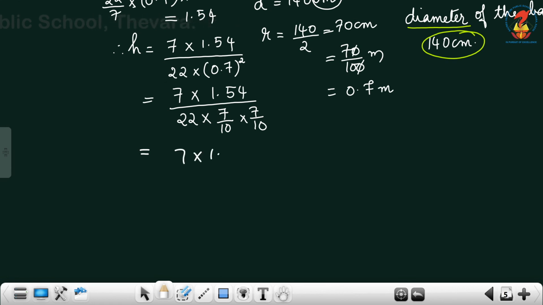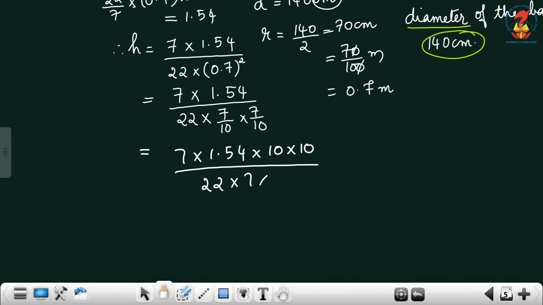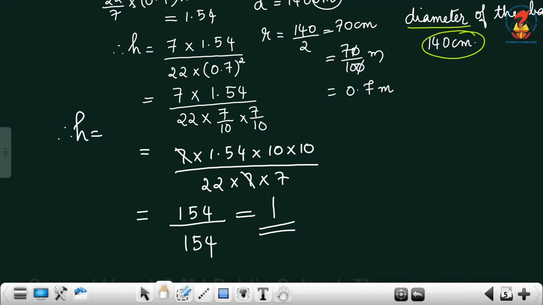So 7 into 1.54. These two tens will come in the numerator, by 22 into 7 into 7. 1 7 and 1 7 get cancelled. 1.54 into 100 will be 154 by 22 into 7. That will also be 154. So you will get the answer as 1. Therefore, height of the cylinder equals 1 and the unit will be meter.